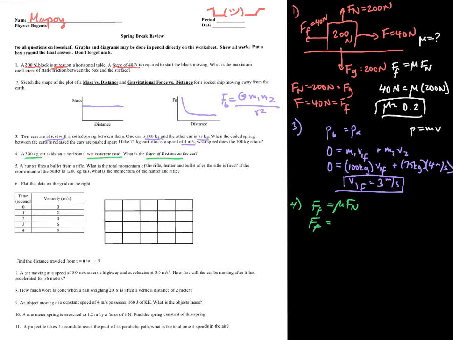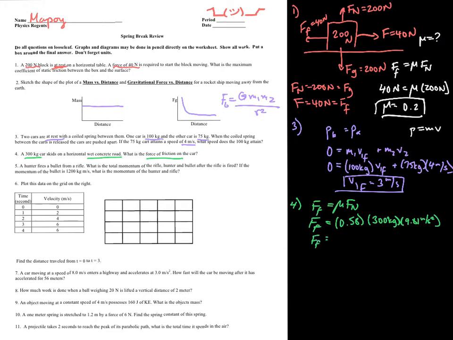And so you get that mu is 0.58 times your normal force, which is 300 kilograms times 9.81. Gotta remember that when they give it to you in kilograms, you need to multiply by 9.81 in order to convert it into newtons.